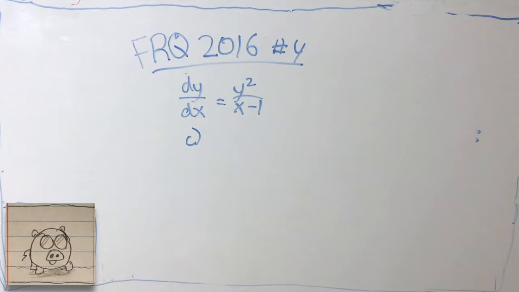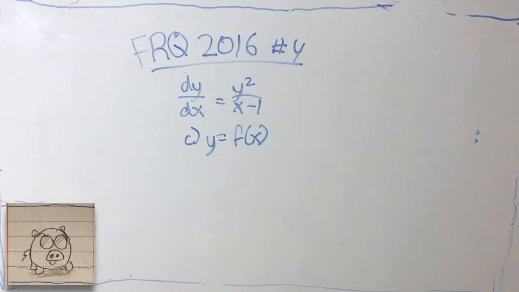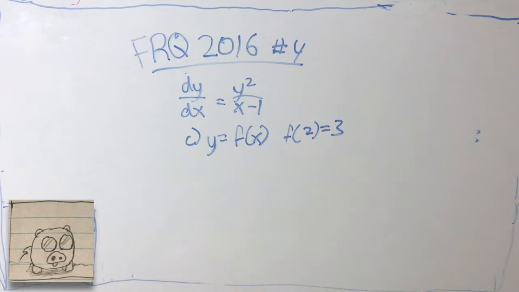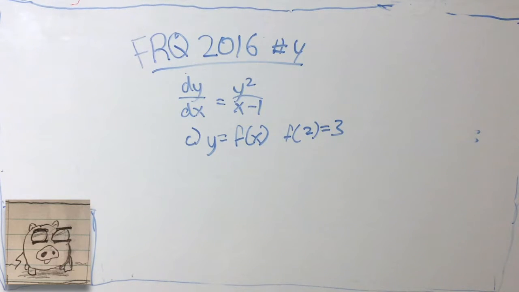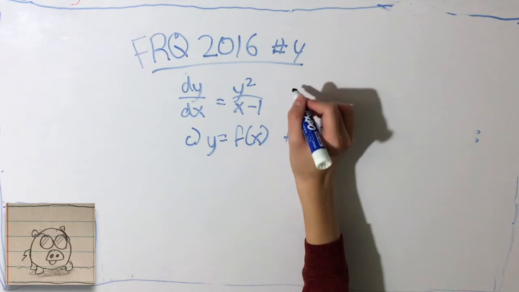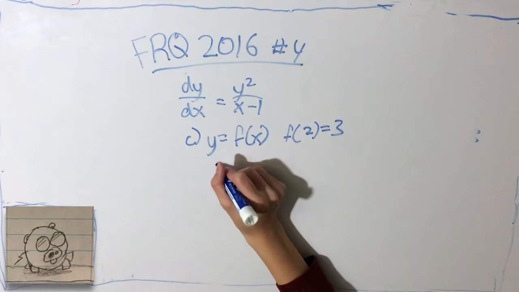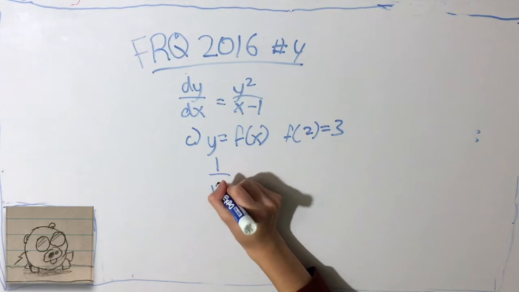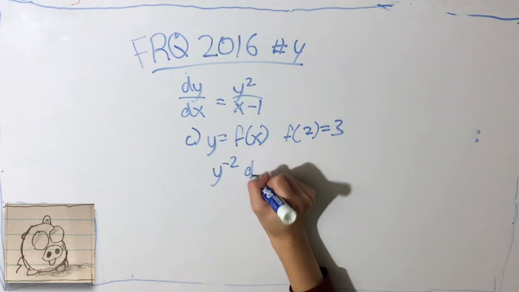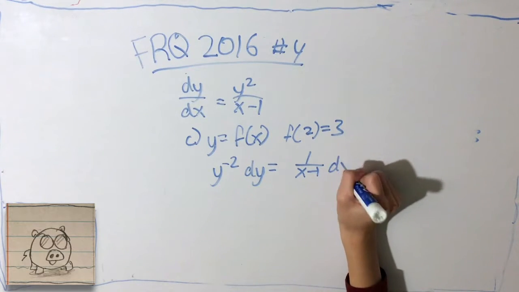Part C. Find the particular solution, y equals f of x, for the given differential equation with the initial condition f of 2 equals 3. Yes, the meat of the problem. Let's get straight to it. Start with the separable equation dy over dx is equal to y squared over x minus 1. As is its namesake, separate the y and the x. Doing some multiplication, we get 1 over y squared, which is just y to the negative second, dy, is equal to 1 over x minus 1 dx.